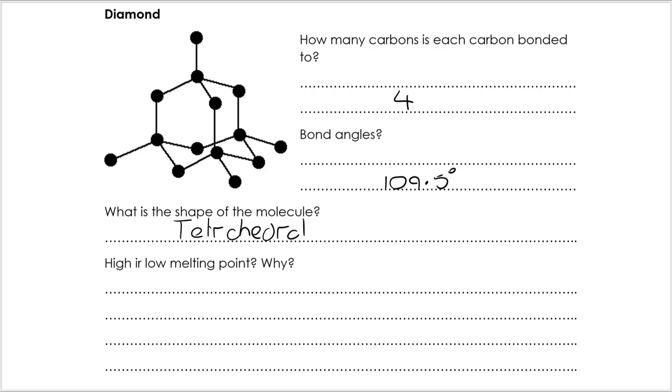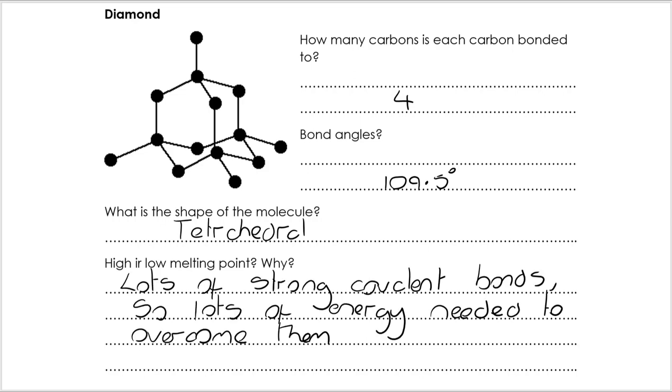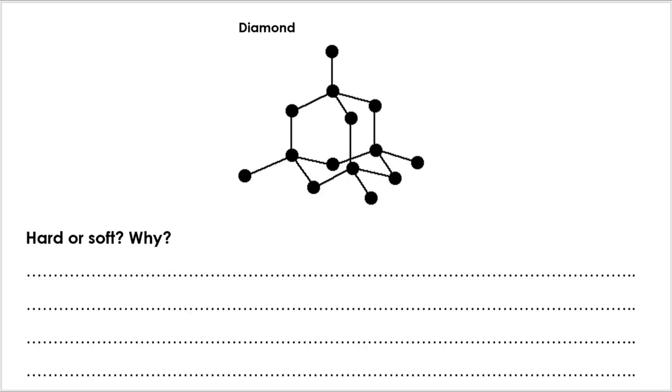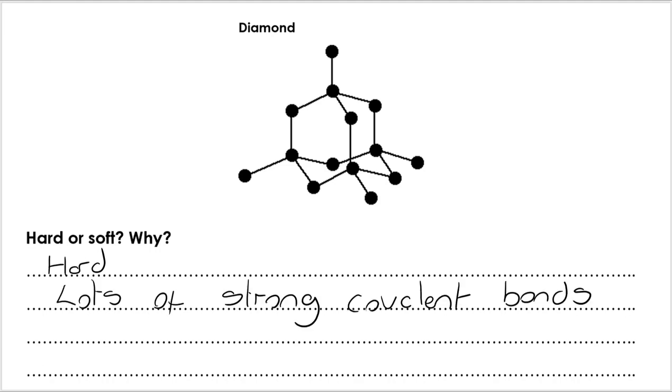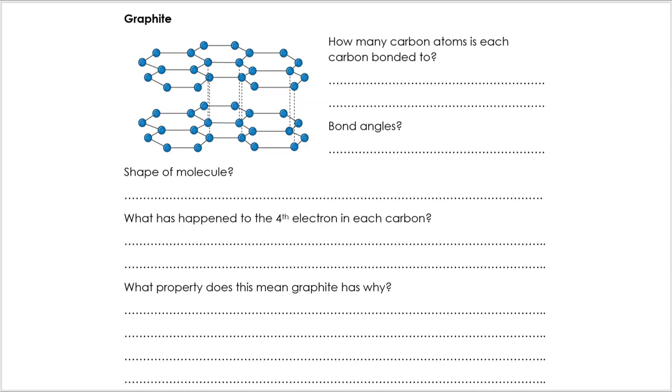Will it have a high or a low melting point, and why? Well, it will be high because there are lots of strong covalent bonds, so lots of energy needed to overcome them. It's the same answer as the general answer that we just spoke about. Will diamond be hard or soft, and why? Well, we hopefully recognise and remember that diamond is hard. Can we explain why? Well, again, it's about having that huge number of strong covalent bonds. And if I wanted to break a diamond apart, I've got to break a huge number of those strong covalent bonds.